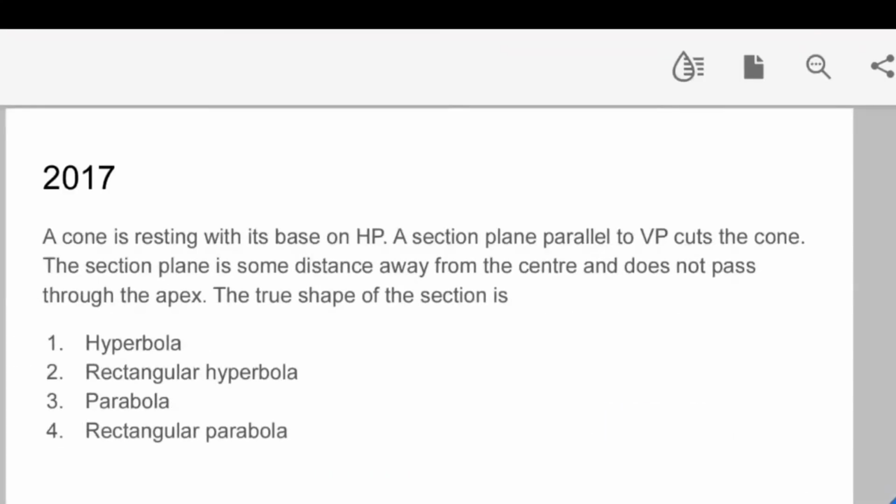Now the next question is, a cone is resting with its base on the horizontal plane. A section plane parallel to the vertical plane cuts the cone. The section plane is some distance away from the center and does not pass through the apex. The true shape of the section is: hyperbola, rectangular hyperbola, parabola, or rectangular parabola. The correct option is rectangular hyperbola.